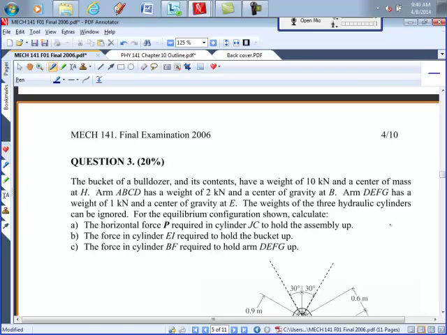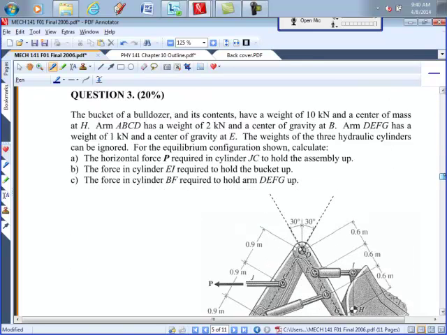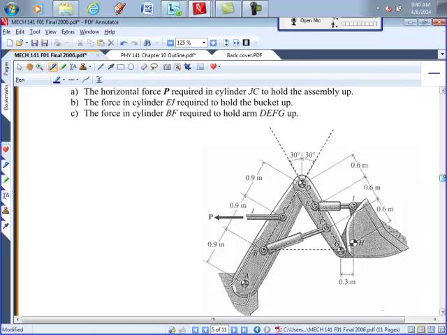For the equilibrium configuration shown, calculate A, the horizontal force P required in cylinder JC to hold the assembly up, B, the force in cylinder EI required to hold the bucket up, and C, the force in cylinder BF required to hold the arm DEFG up. So we're looking for this horizontal force, the force in this hydraulic cylinder, and the force in this hydraulic cylinder.